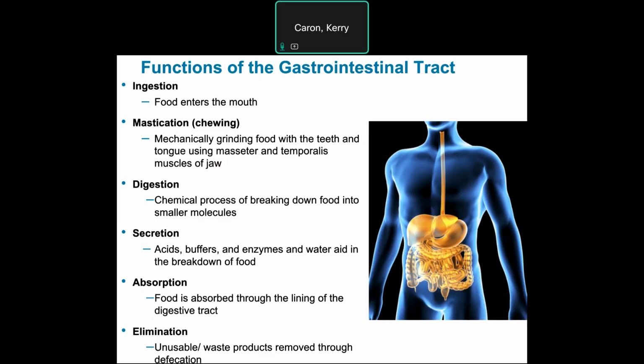Then chemical digestion happens when the food is broken down into smaller molecules. Secretion, lots of things are secreted. Acids, buffers, enzymes, and water aid in the breakdown of food. Absorption, this is how we absorb nutrients, mostly from the small intestine. And then elimination, anything unused, waste products, we eliminate. And this is the end of the digestive system.